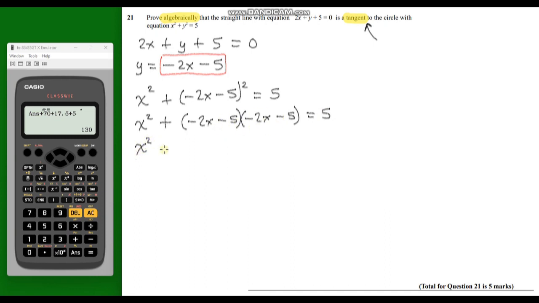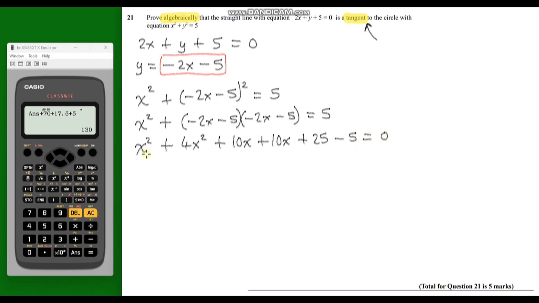So we've got x squared. Now we've got -2x times -2x, that's positive 4x squared. Then we've got -2x times -5, that's also positive, so that's plus 10x. This will also be plus 10x in the middle. And then -5 times -5 is plus 25. And we're going to have 0 on the right hand side, so I'm just going to subtract 5 from both sides. So minus 5 equals 0.